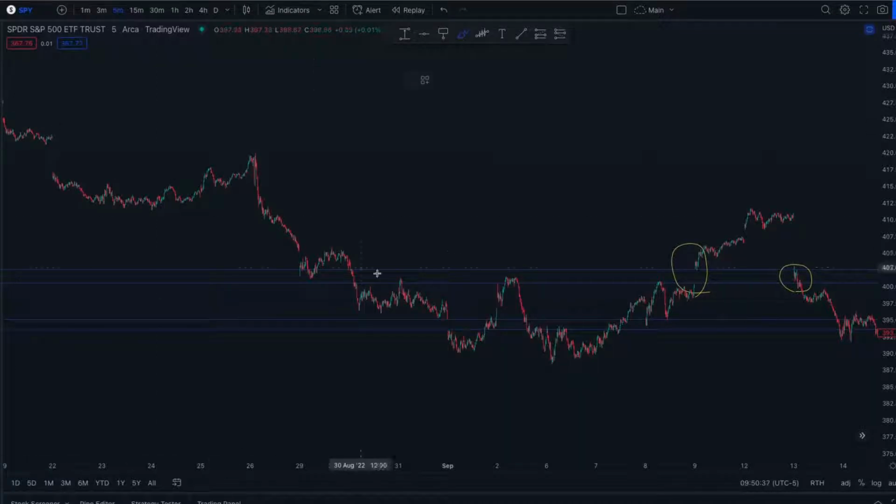Look right here. I'm just going to circle so you can see the gap on the left side of the circle, and then the fill point right here. This is why gaps are so imperative. This is why you must chart them.